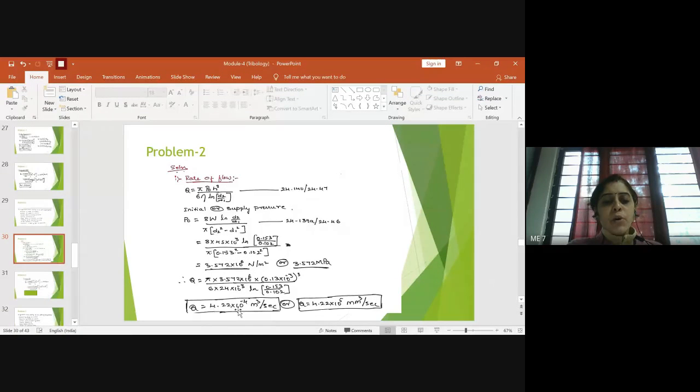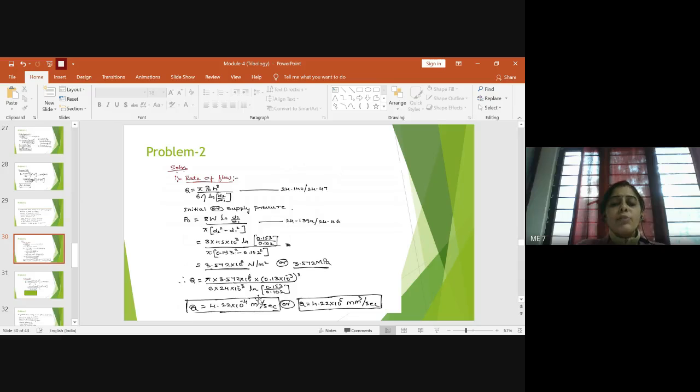Okay, so it is 4.22 into 10 to the power of minus 4 meter cube per second. You can keep it in either meter cube or millimeter cube, and based on that you can show the conversion. Please write whatever answer you have got. Everyone kindly maintain the unit even though the answer is right.